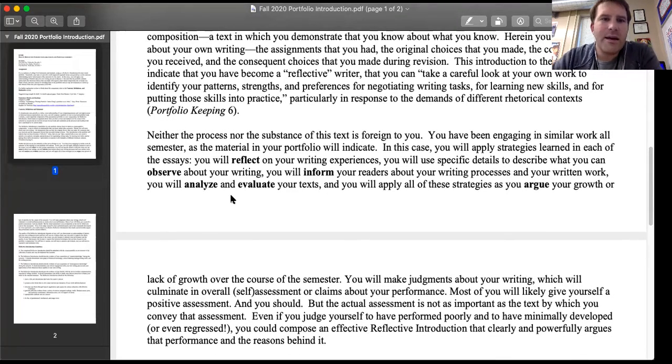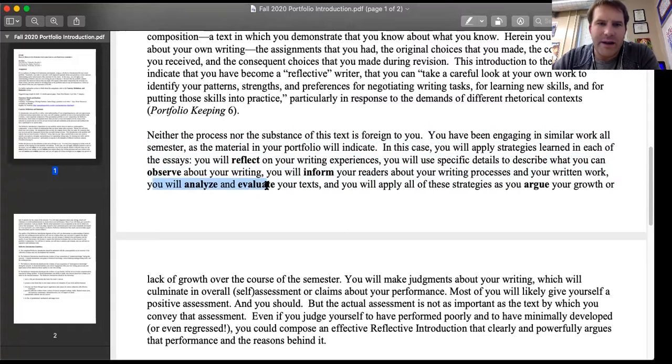Let's return to looking through this. Neither the process nor the substance of the text is foreign to you. You have been engaging in similar work all semester, as the material in your portfolio will indicate. In this case, you'll be applying strategies learned in each of the essays. You will reflect on your writing experiences. You'll use specific details to describe what you can observe about your writing, and you will inform your readers about your writing processes and your written work.